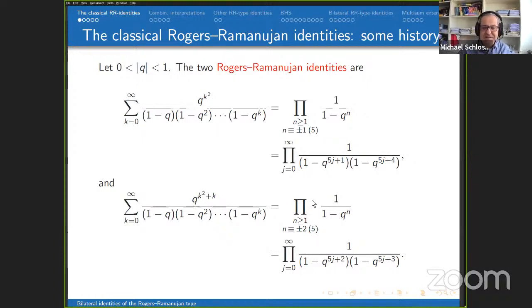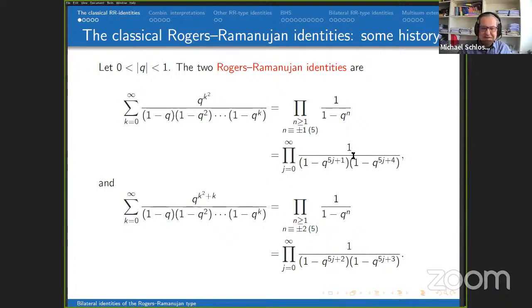And on the right-hand side, you have a similar product, but now with the exponents n in this expansion being congruent to 2 or 3 mod 5. So this is beautiful in the sense that you have a sum, and it evaluates to the product, the closed form. But what makes it very beautiful in addition is that you have arithmetic properties.